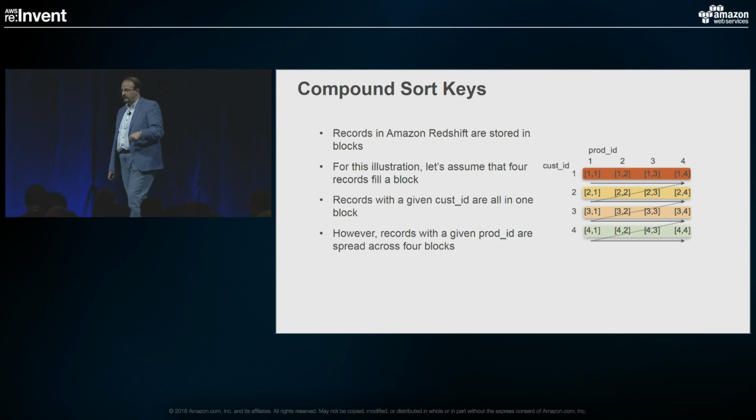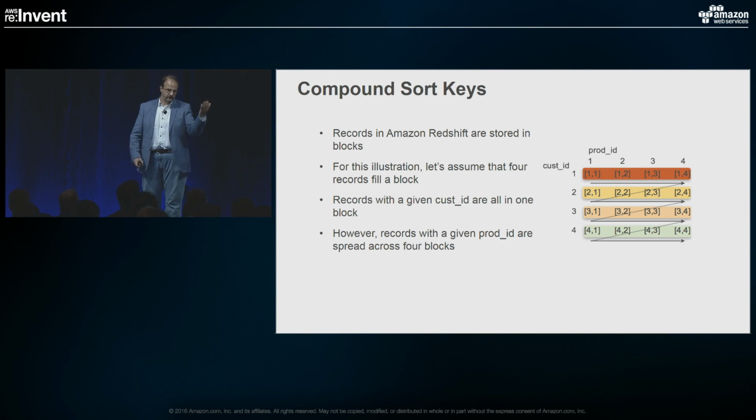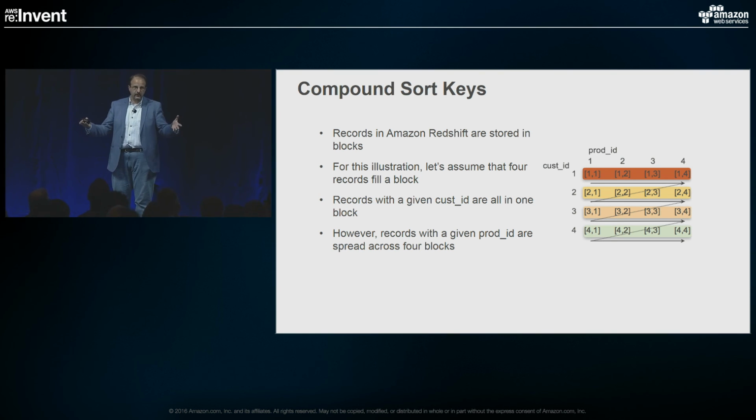But if I skip the customer ID and only query by product ID, and my sort key is customer ID, product ID, I will have to scan the whole table, which is not that bad on Redshift because you only scan that column and it's massively parallel, etc. But it's not ideal because it's a linear cost, right? The bigger my table is, the longer it takes, right?